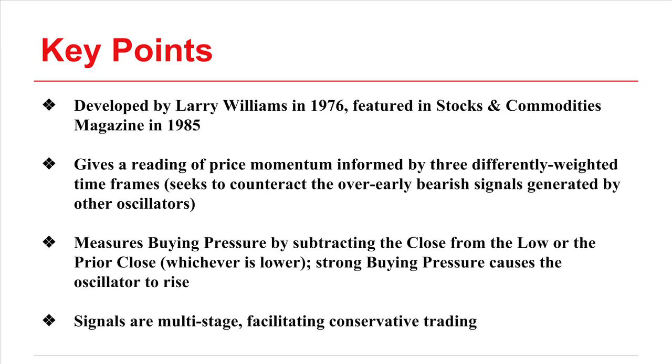The ultimate oscillator calculates buying pressure by subtracting the close from either the low or the prior close, whichever is lower. An increase in this buying pressure reading will cause the indicator value to increase. Finally, Williams suggests multi-stage buy and sell signals for using the indicator. So basically, it's to your discretion how conservatively the oscillator is used.